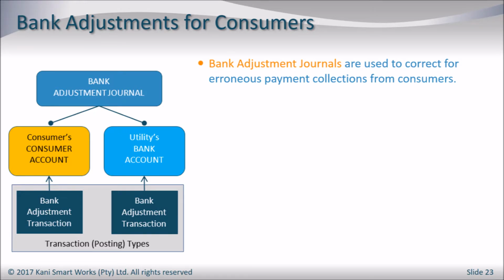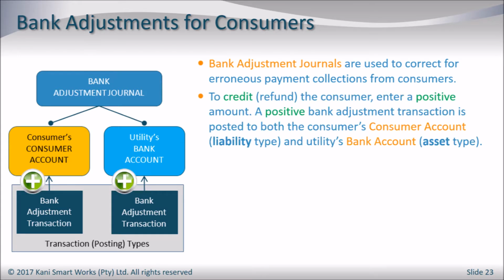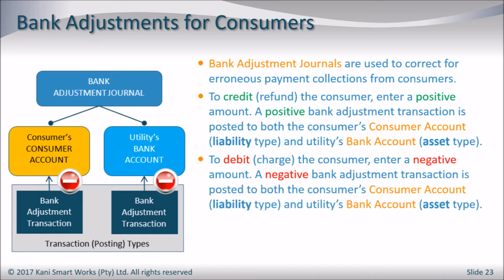Bank adjustments for consumers. Bank adjustment journals are used to correct for erroneous payment collections from consumers. To credit or refund the consumer, enter a positive amount. A positive bank adjustment transaction is posted to both the consumer's consumer account, again type liability, and the utility's bank account of type asset. To debit or charge the consumer, enter a negative amount.